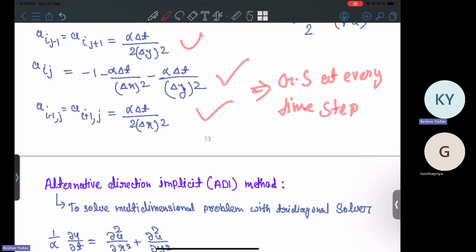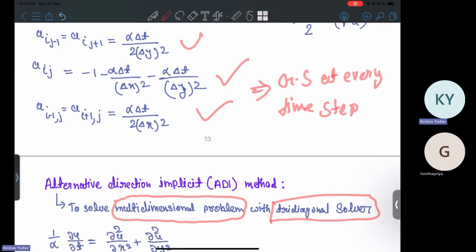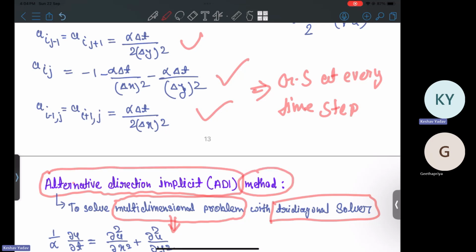What we have seen last week, when we were doing the unsteady 1D heat conduction problem, is that we solved it using the Thomas algorithm, which means a tridiagonal solver. Is it possible to use the same kind of Thomas algorithm or tridiagonal solver for the multidimensional case? That can be done using the alternating direction implicit method. How can this be done?